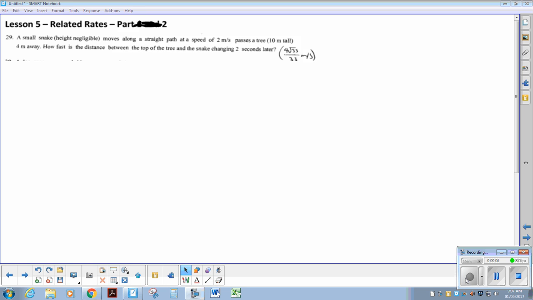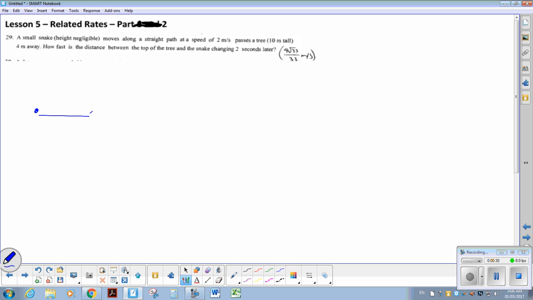I've had a question in related rates, and I'm in Part 2. So question number 29. A small snake moves along a straight path at 2 meters per second, passing a 10-meter tall tree 4 meters away. How fast is the distance between the top of the tree and the snake changing 2 seconds later? So what I'm going to do is look at this from one perspective.